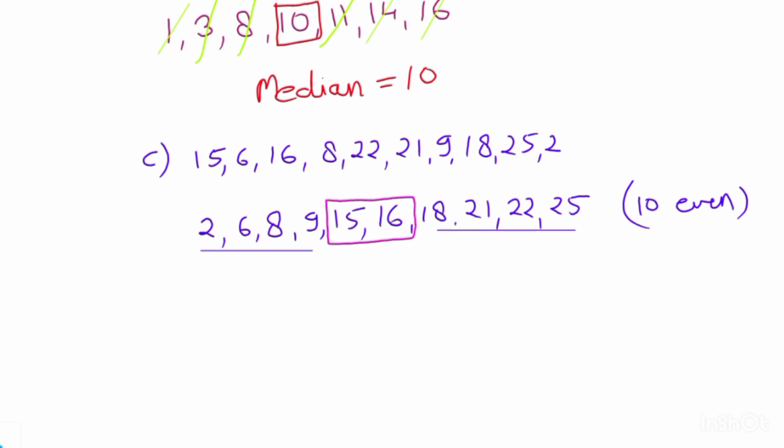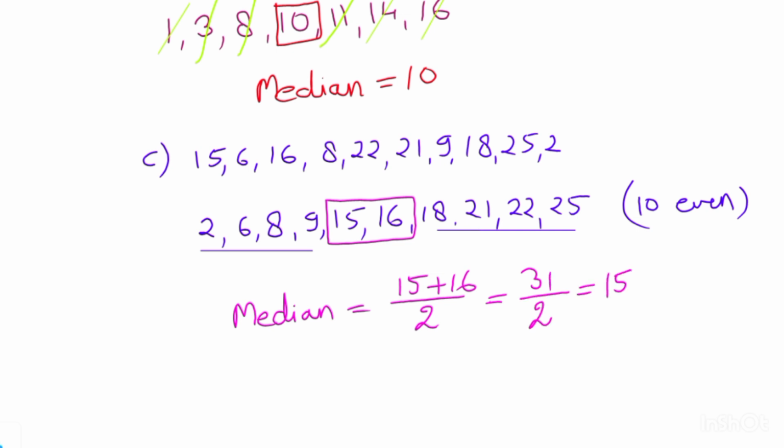Okay. So now we will find out the average of these two numbers. So median will be 15 plus 16 divided by 2. So this is equal to 31 divided by 2 and this will give 15.5. This is the median of the given data set.